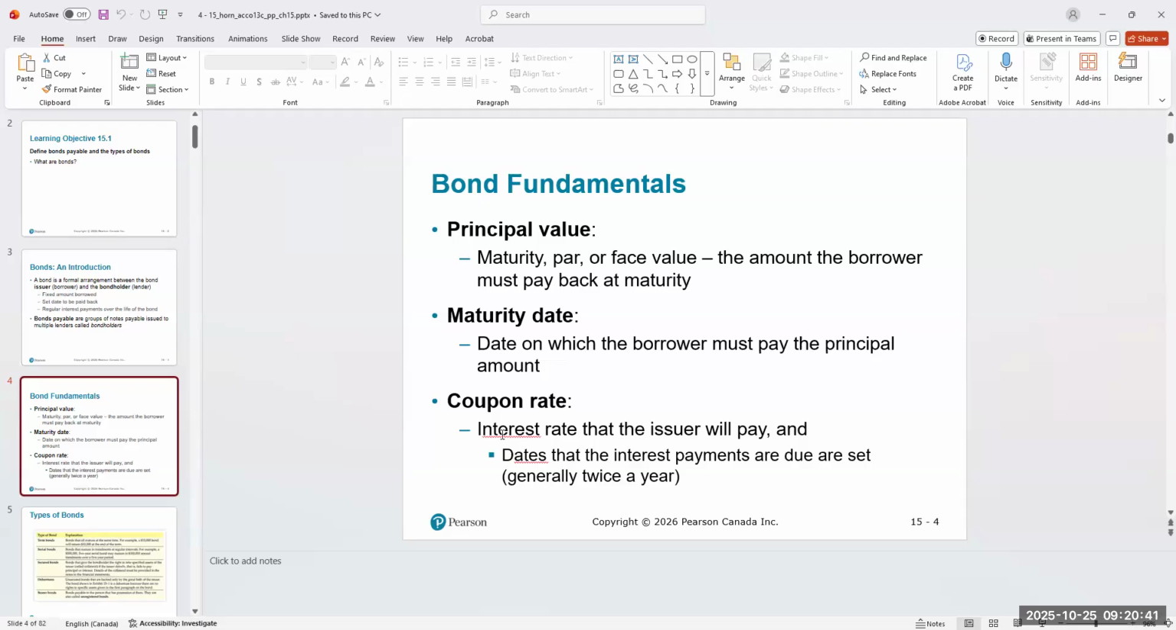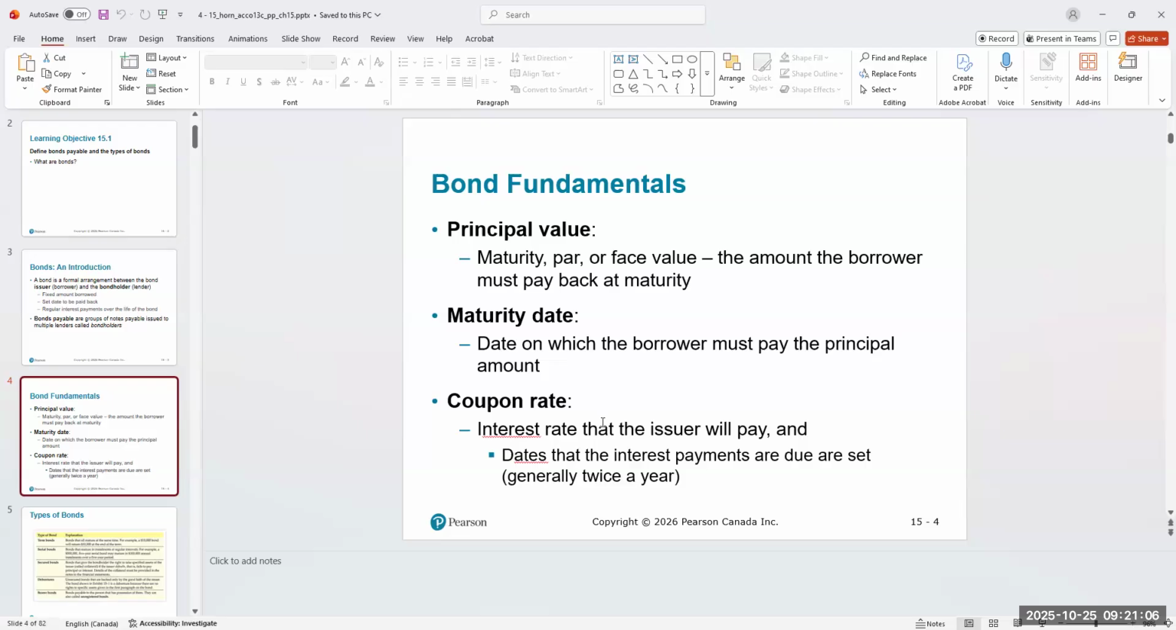Then we're going to have a coupon rate, which is also called the interest rate. The interest rate is the rate that the borrower of the money will pay to the bondholder within the time of the bond.